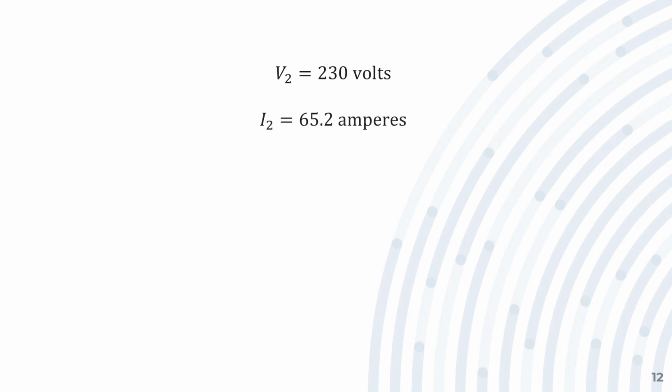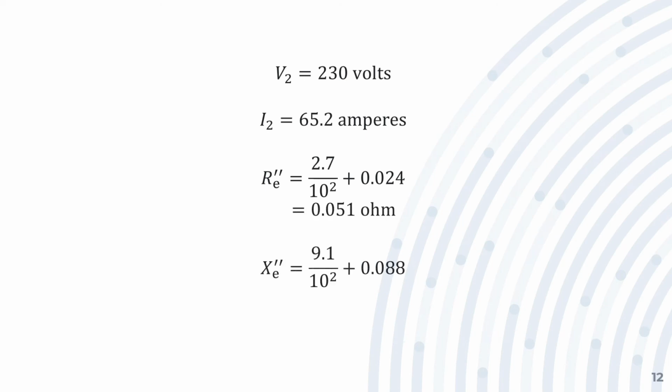is 65.2 amperes. Yung pagkuha naman ng secondary equivalent resistance is R sub 1 all over A squared plus R sub 2. And yung sa equivalent reactance naman ng secondary is X sub 1 all over A squared plus X sub 2. So ngayon meron na tayong equivalent resistance ng secondary which is 0.051 ohm. And the equivalent reactance naman is 0.179 ohm.